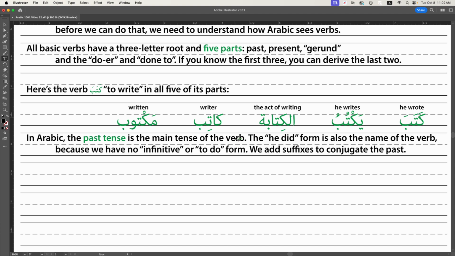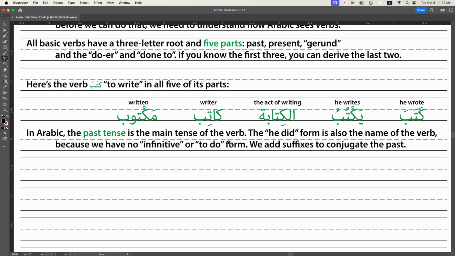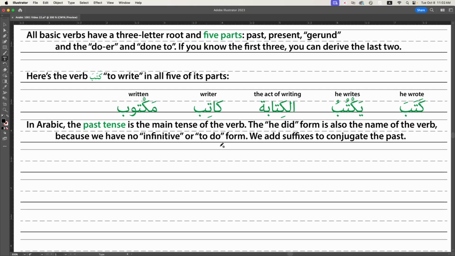And this set of lessons isn't really going to talk about the past tense except right here. In the next set of lessons, I'll talk about the past tense and also irregular verbs. But this one is going to mostly stick to regular verbs in the present tense because it's a lot easier and you can express yourself really well with them. So the he did form, kataba here, is also the name of the verb. So if we're talking about the verb, its name is kataba. We would say to write in English, but we don't have that form in Arabic.